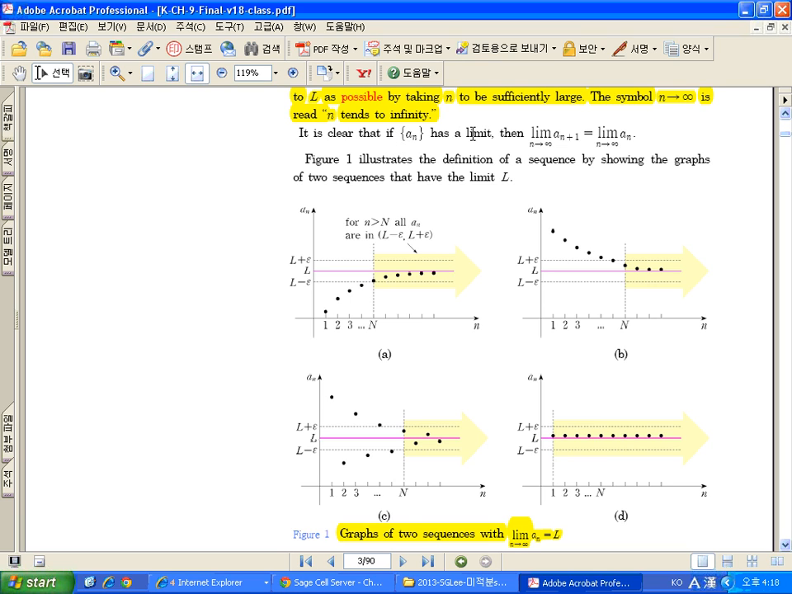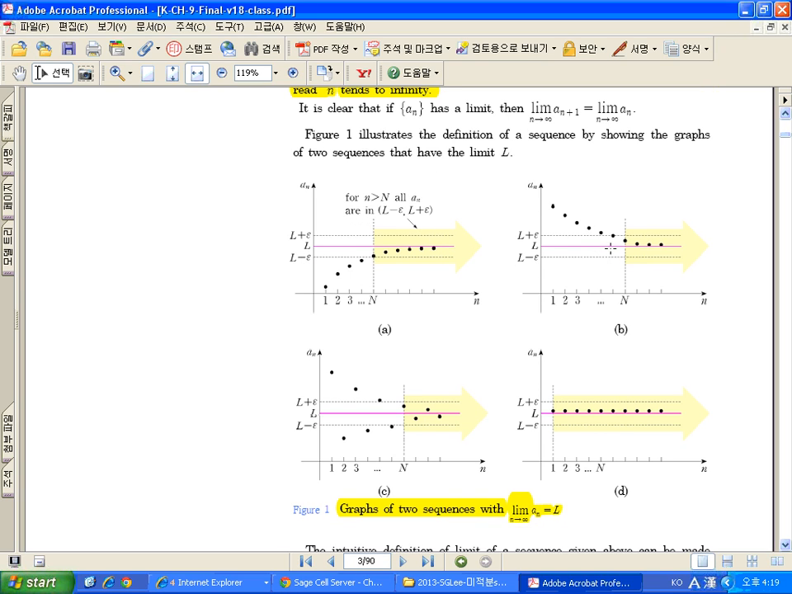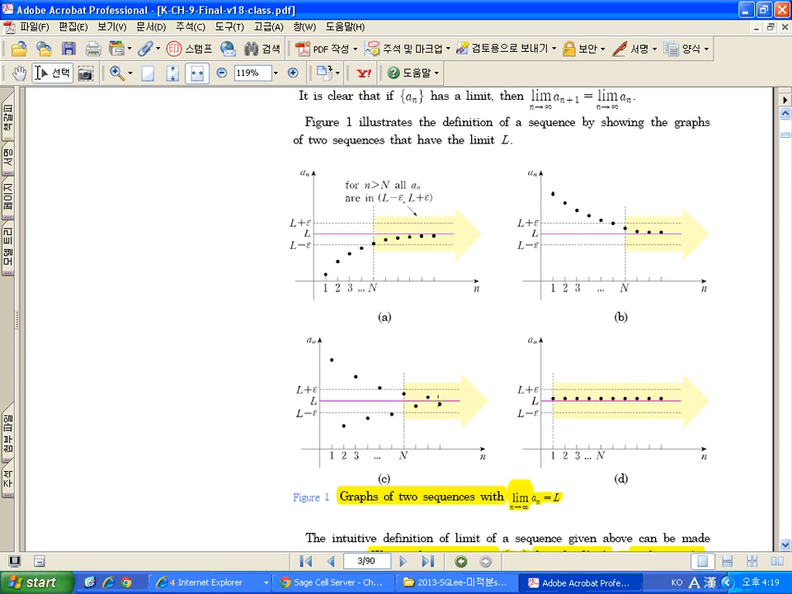So if a sequence has a limit, then the limit of a_(n+1) must be the same as the limit of the nth term a_n, like this, if n goes to infinity. Then if the nth term slowly approaches L, then that shows. And this is also shown. So these are examples of 4 sequences that converge to L.